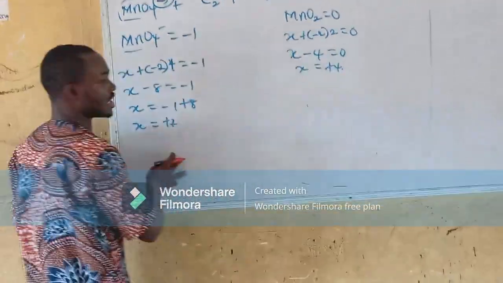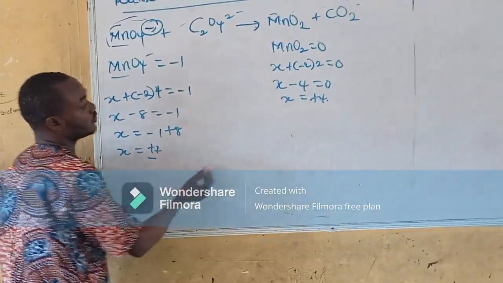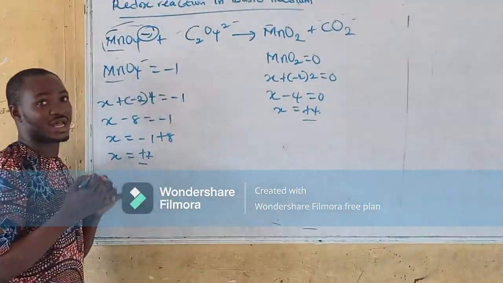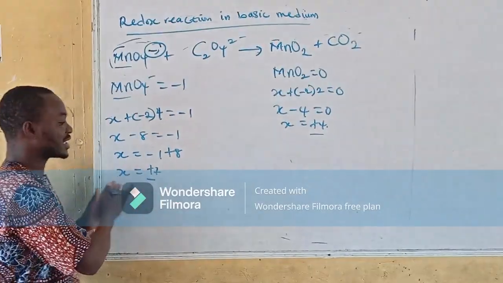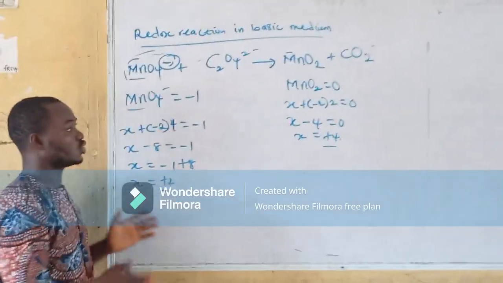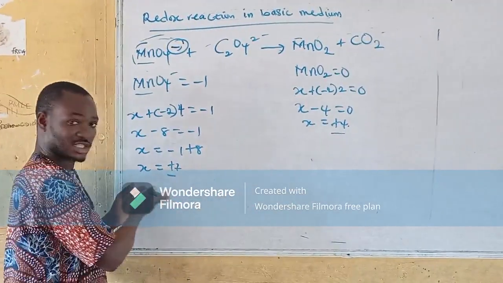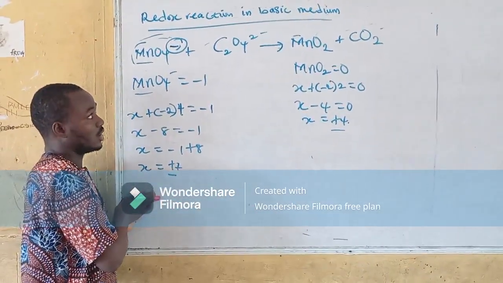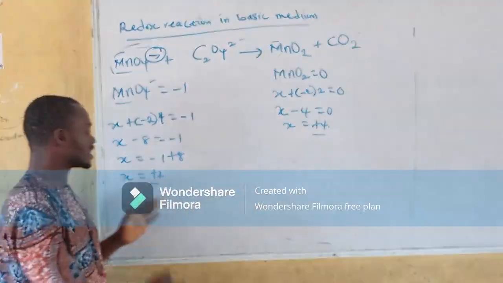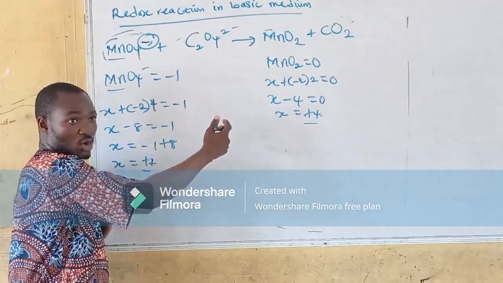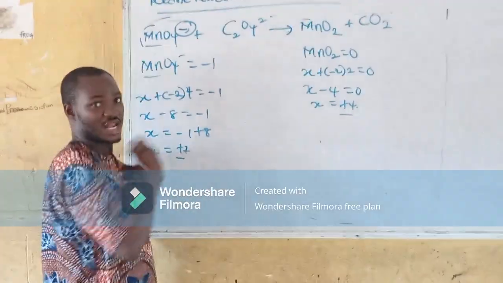So you can start from here. Manganese has gone from plus 7 to plus 4. As we know, oxidation is loss, reduction is gain. Looking at it, manganese went from plus 7 to plus 4, so it has gained 3 electrons.